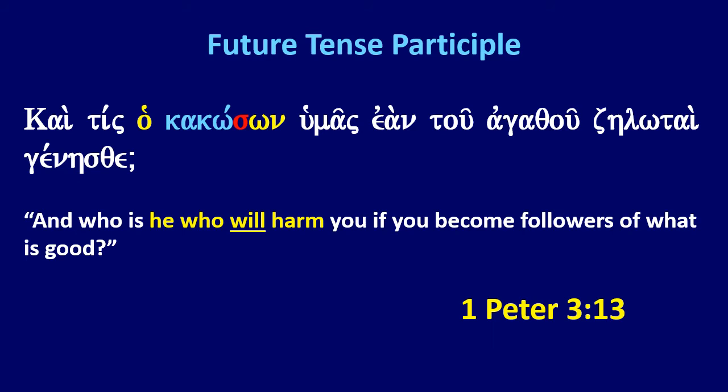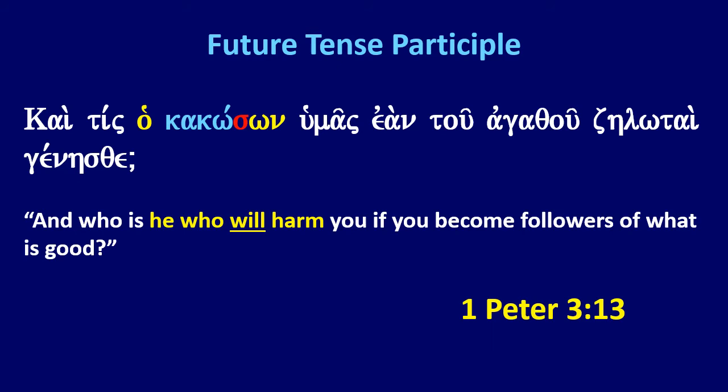And here's an example of how you would translate a future tense participle. Here we have 1 Peter 3:13. And who is he who will harm you if you become followers of what is good? The phrase, he who will harm, comes from the verb form kakoo, which means harm or do bad. I do bad in its present tense form, or I do harm. And here it's put in the future participle form. Kakosōn is the nominative masculine singular form. We know it's nominative masculine singular because of the on case ending there, highlighted in yellow. And it's future tense, active voice. And it's future, we know, because of the red sigma. It would have a sigma, and that's how you know it's future participle form.